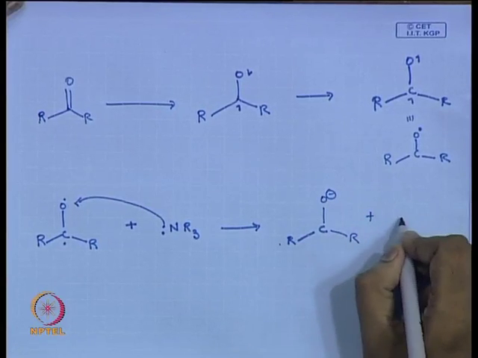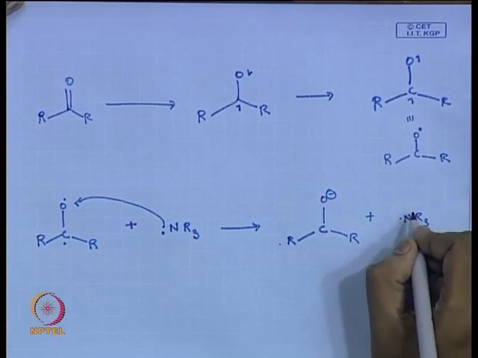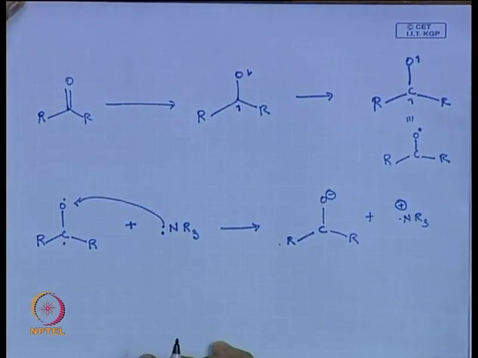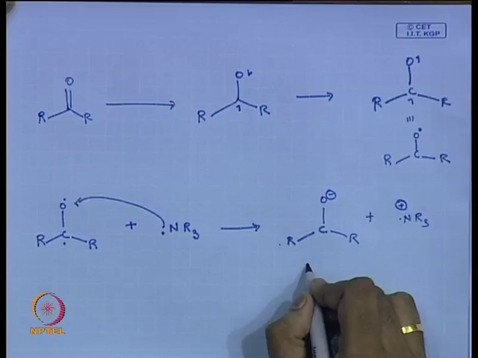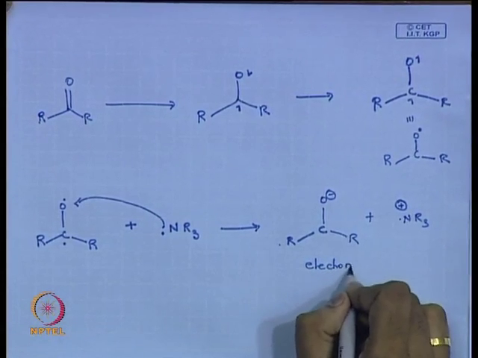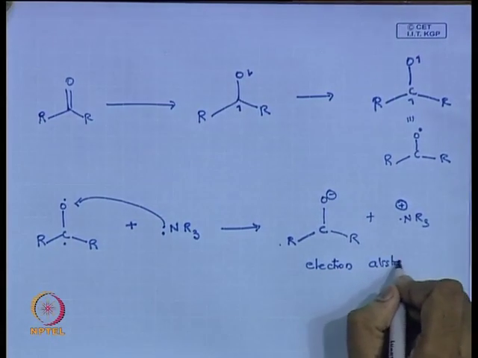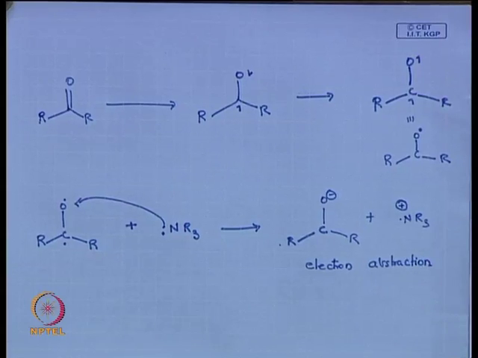I have written O minus, plus. This we call an electron abstraction reaction in carbonyl. This is your first n pi star reactivity. This is the electron abstraction reaction. I am just taking my alkoxy radical idea and fitting it with my carbonyl chemistry. That is all. I am not doing anything different here. So, we call this an electron abstraction reaction.